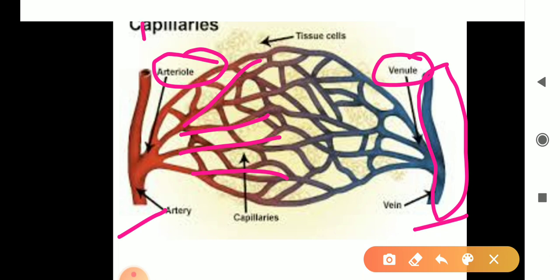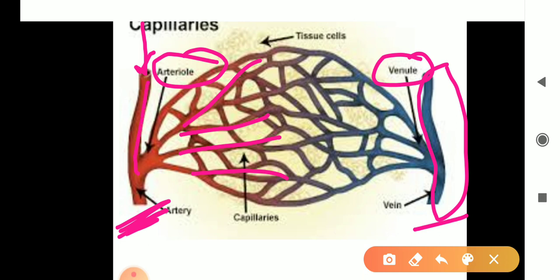Then arteries have greater pressure. They are directly connected to the aorta, where the heart pumps the blood. Then they all have high blood pressure in them. Okay, then next it divides into so many arterioles. Then these arterioles divide into capillaries.